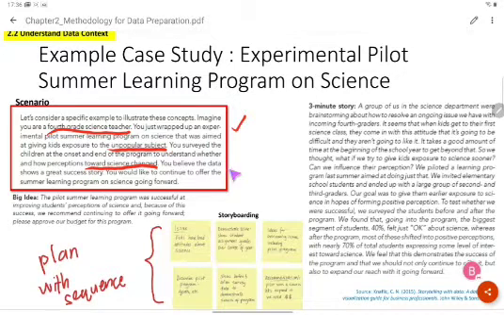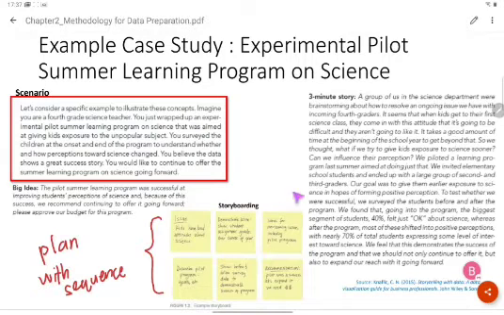You believe that the data shows it is a great success story. You would like to continue to offer the summer learning program on science going forward. So you want to continue this program, you as a science teacher. Okay, so this one is the big idea, this is storyboarding, and this is 3-minute story. We have big idea, storyboarding, and 3-minute story.